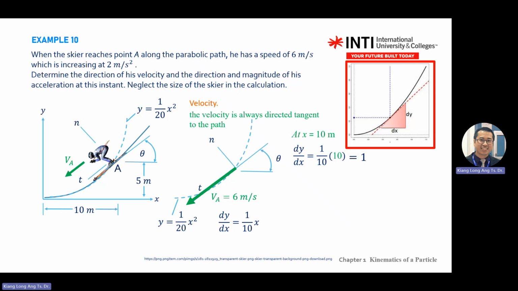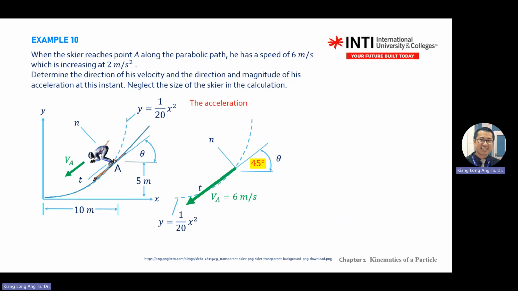Okay, in my slides, I already updated this dy/dx for the angle. Just in case you forget how to find the gradient on the curve, this is what you learn in your Cartesian graph chapter. So you find your dy/dx for the slope of the curve.